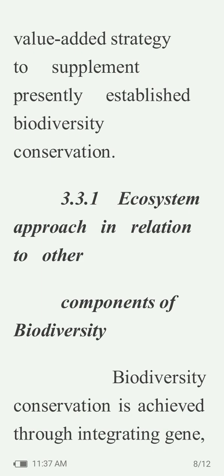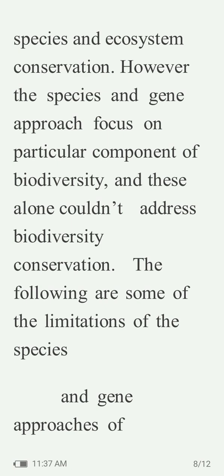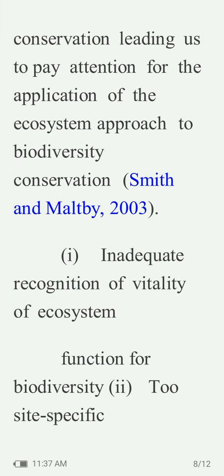Ecosystem approach in relation to other components of biodiversity. Biodiversity conservation is achieved through integrating gene, species, and ecosystem conservation. However, the species and gene approach focus on a particular component of biodiversity, and this alone couldn't address biodiversity conservation. The following are some of the limitations of the species and gene approaches of conservation, leading us to pay attention to the application of the ecosystems approach to biodiversity conservation.